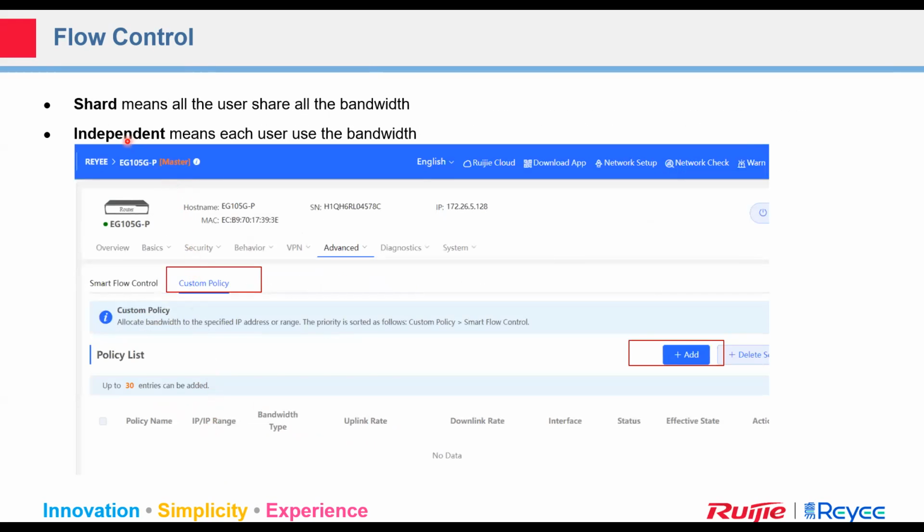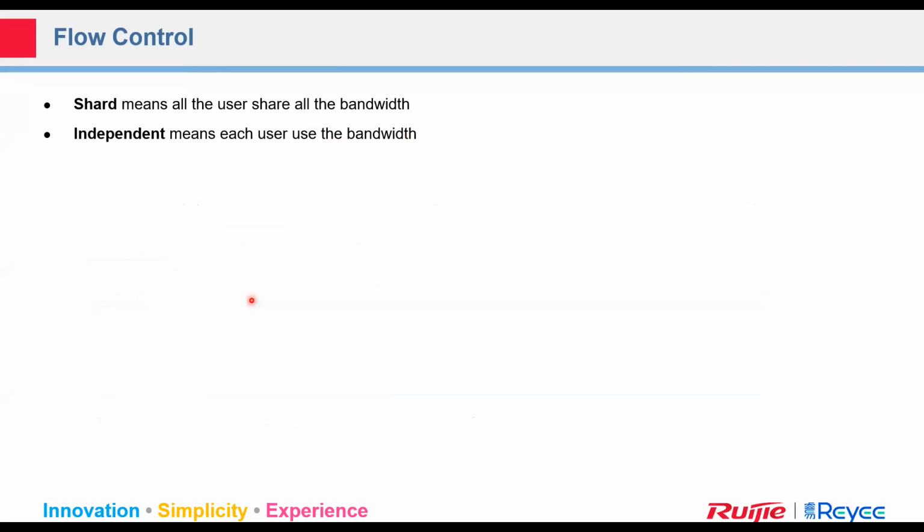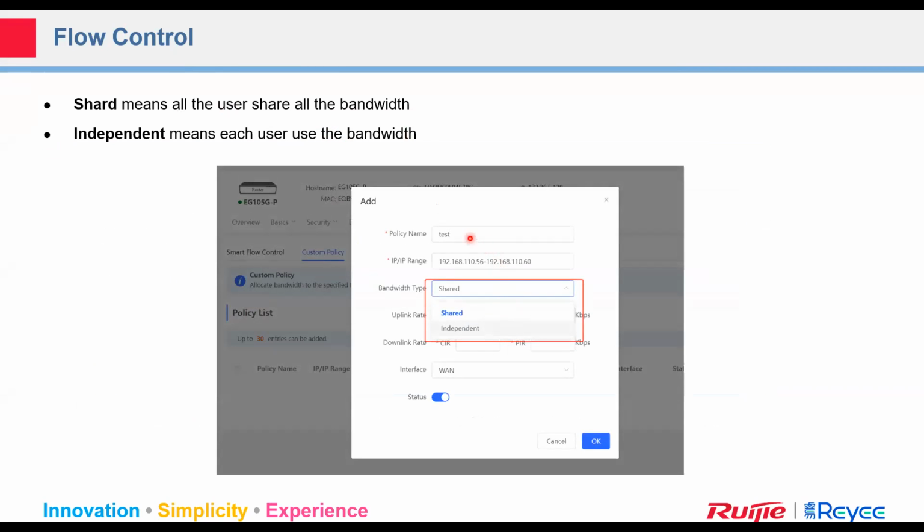So you may add another feature where, if you want to share, meaning all users on this EG are sharing all the bandwidth, or independent, meaning each user uses their own bandwidth. So you may set in this column. So here, this is how you configure either shared or independent bandwidth.